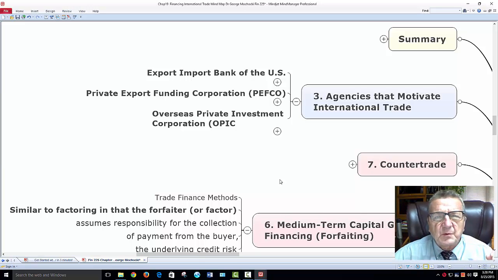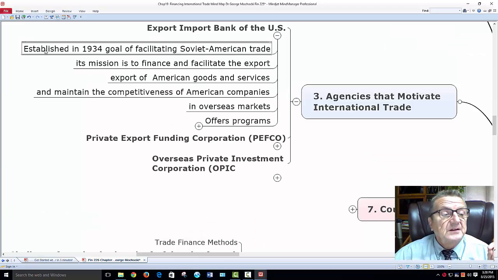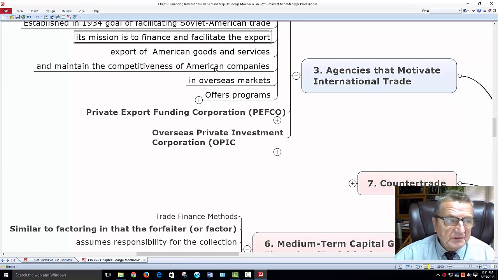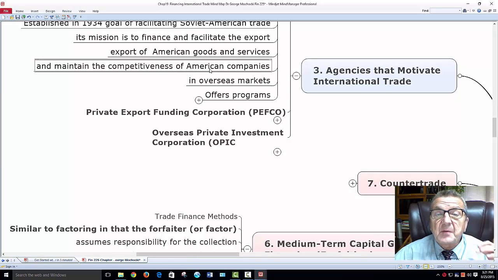You might have already exported to small business. There are a lot of things that help small businesses, and one of them is the Export-Import Bank of the U.S. It was established in 1934. A little history: the goal was facilitating Soviet-American trade. Its mission is to finance and facilitate the export of American goods and services and maintain the competitiveness of American companies.